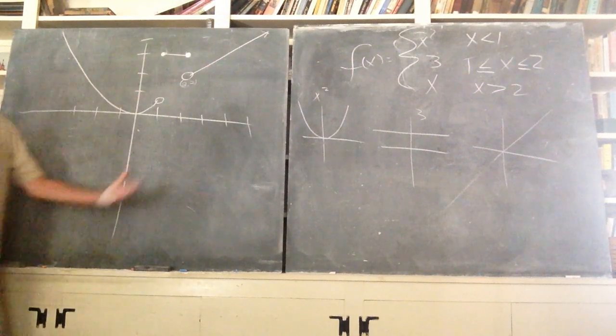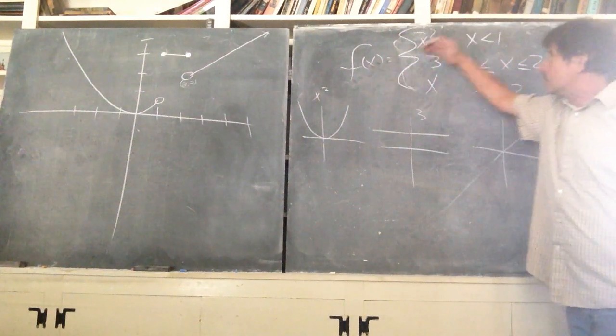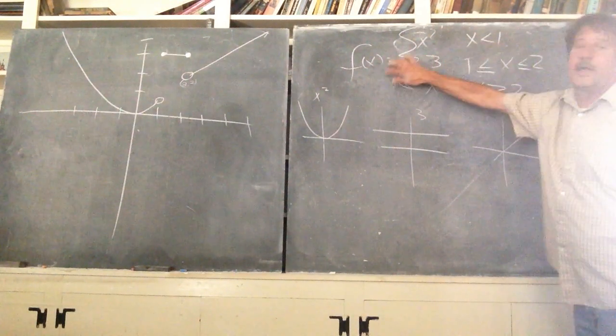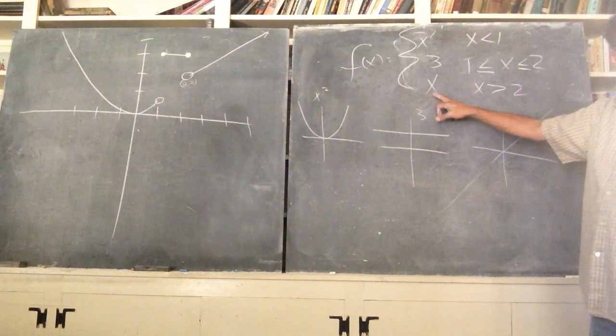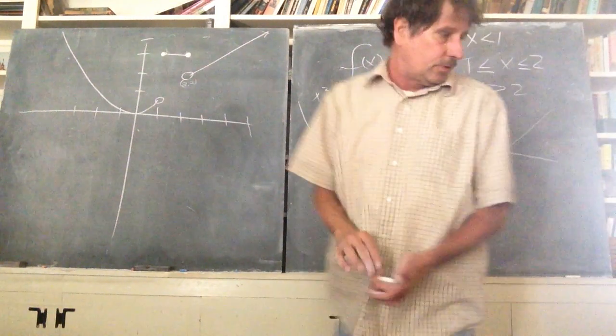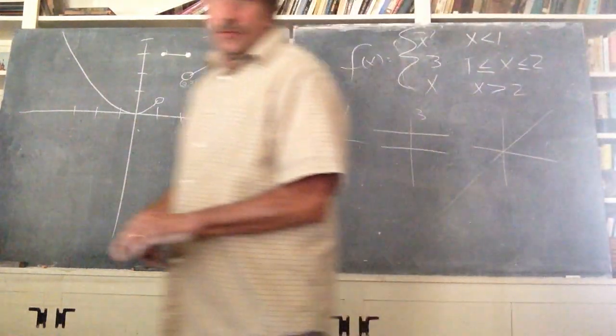So there you go. It's piecemeal, meaning we put things together. All we're saying is this function takes on x squared when x is less than 1. It takes on 3 between 1 and 2, inclusive. And it takes on f of x equals x for everything greater than 2. That's it. Hey, that's section 1.2 in a nutshell.